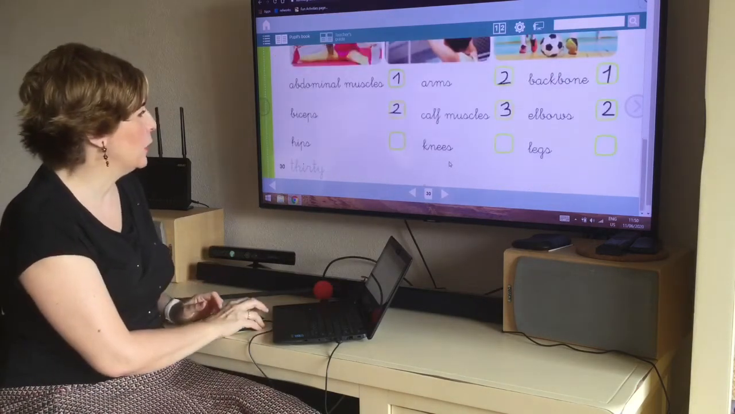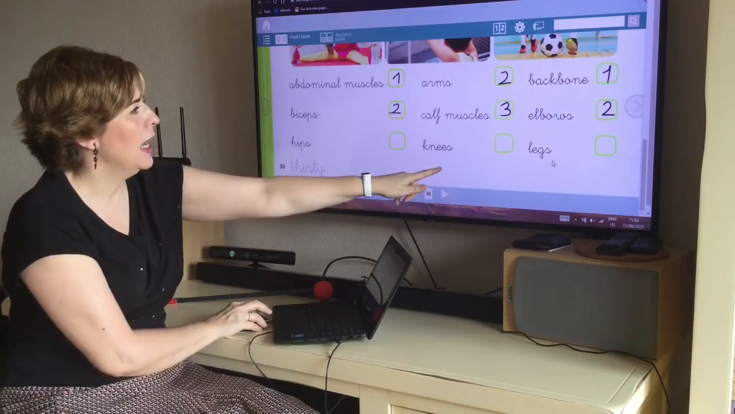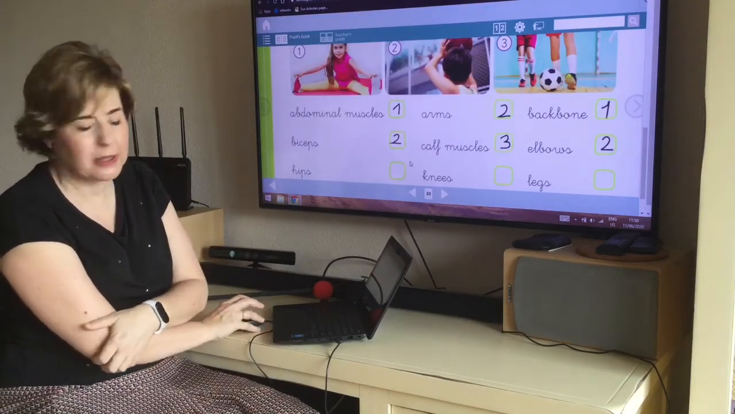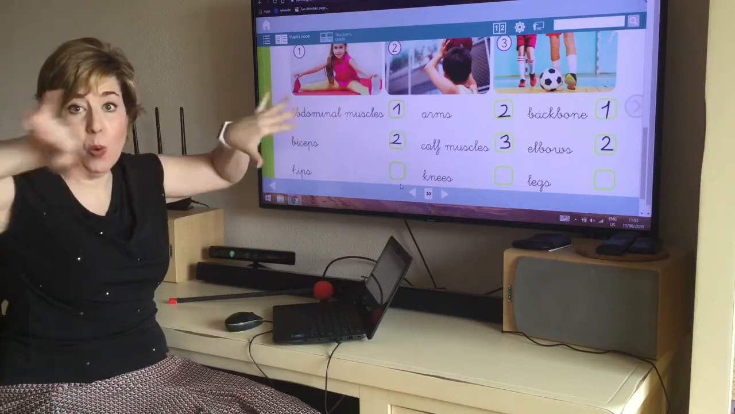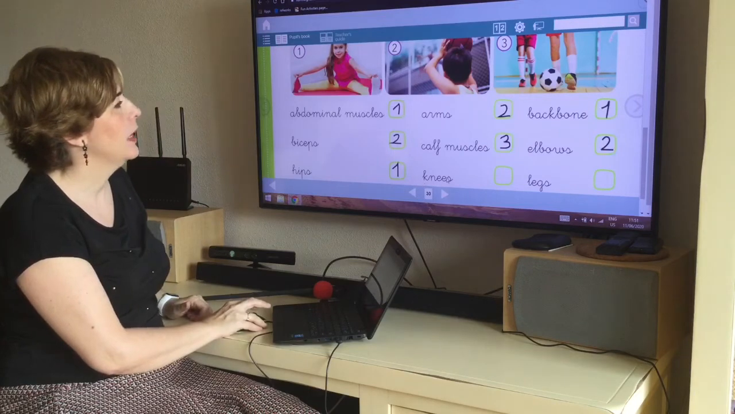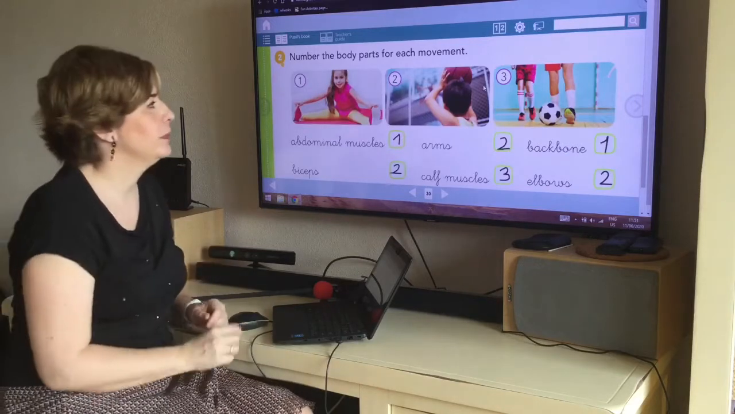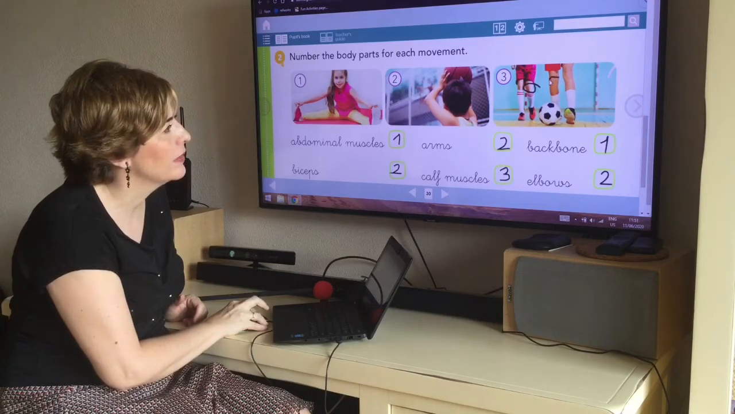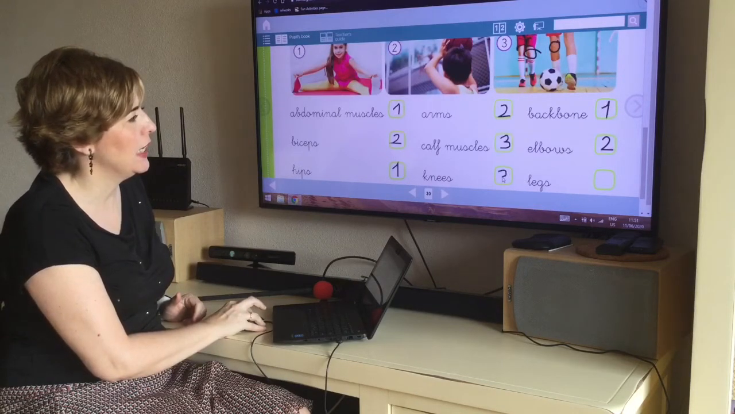And we have a little bit more. We have hips, knees, and legs. What about the hips? Who is using the hips? These are the hips. She's using the hips. She's opening the hips. So it will be number 1. Who is using the knees? The knees. These are the knees. Number 3 are using the knees.